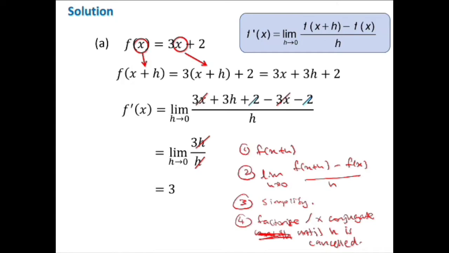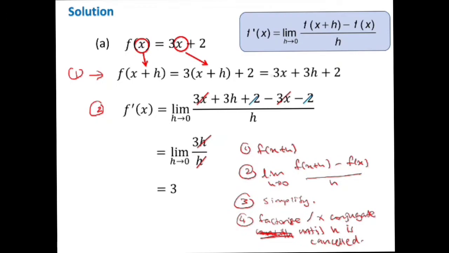So let me write down the steps for you to follow. The first step is to find your function f in terms of x plus h. Second step is to substitute into your formula of this first principle. You have to remember there's a minus for the function f of x. Expand your minus sign. Next, third step is to simplify what you have at the numerator. The fourth step will be to factorize or multiply with conjugate until h is cancelled. So this is your fourth step. Just follow these 4 steps to solve by using first principle.